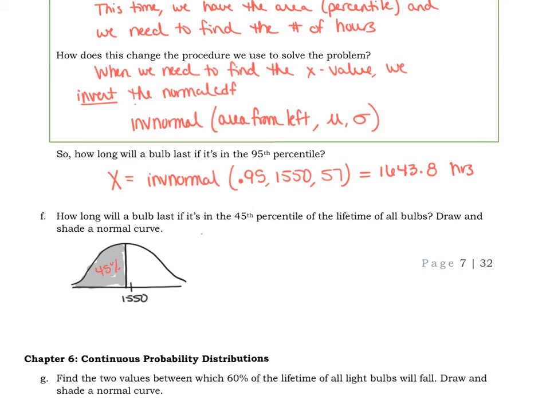We want to figure out what that value is right there. That's our 45th percentile, so we want an inverse normal. 0.45 is the area from the left, our mean of 1550, our standard deviation of 57. And you should end up with 1,542.8 hours. And notice that is just a little smaller than our 1,550 hours that we expected.